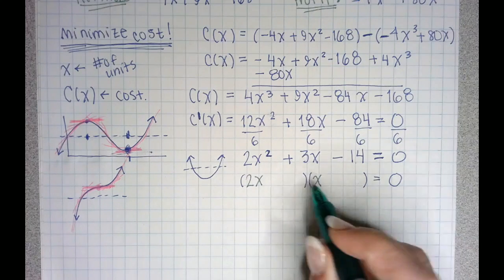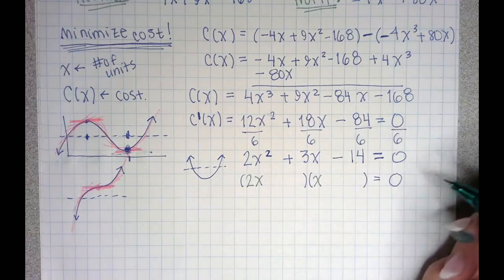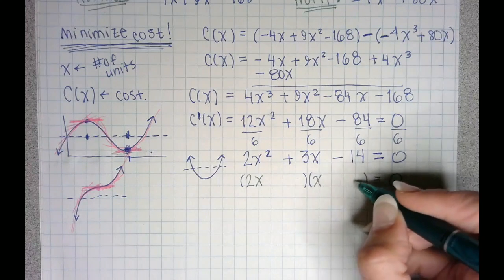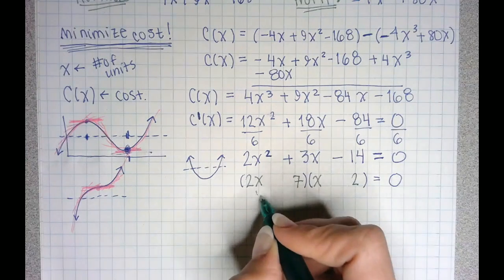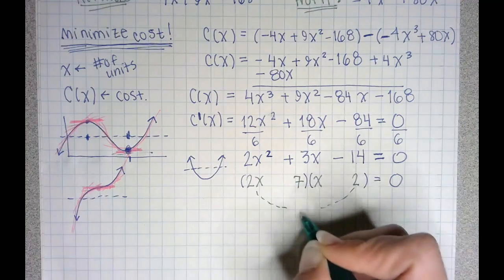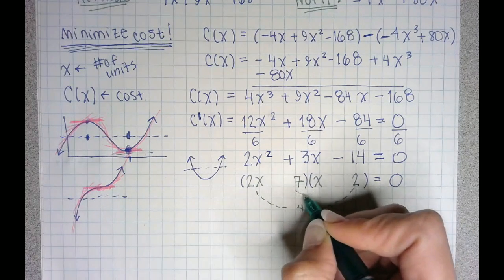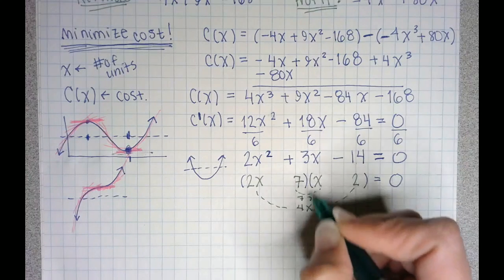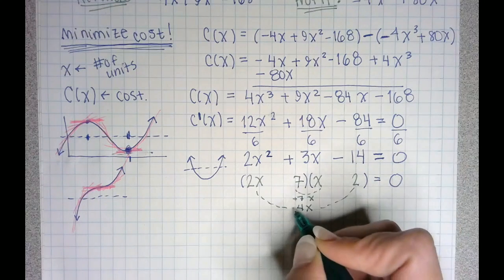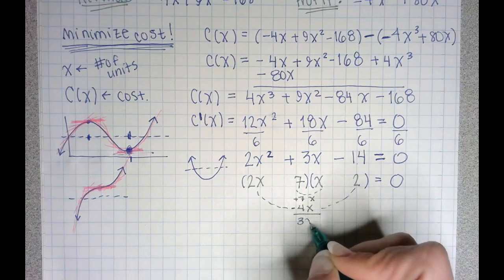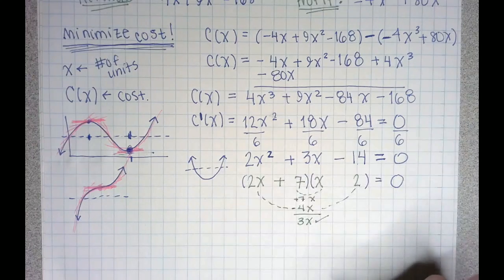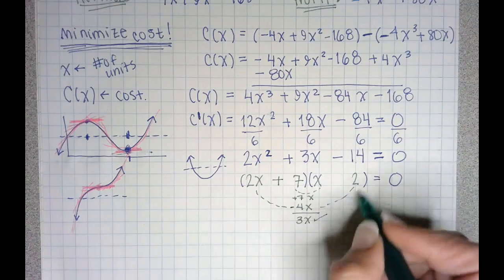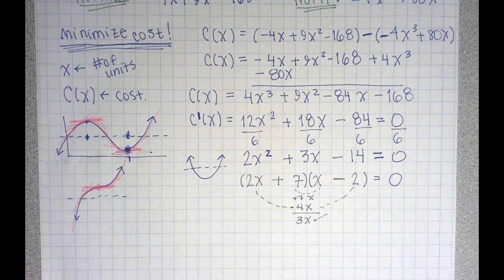If I had a 7 and a 2, 2 could go here and 7 can go here. My outer, I see a 4x, and my inner, I see a 7x. How do I get a 3x from that? Well, if I have a positive 7x and a negative 4x, I'll get a positive 3x, and that's definitely what I want. How do I get a positive 7x with a plus right there? How do I get a negative 4x with a minus right there? Okay, factoring 101, I hope we all know how to do that.